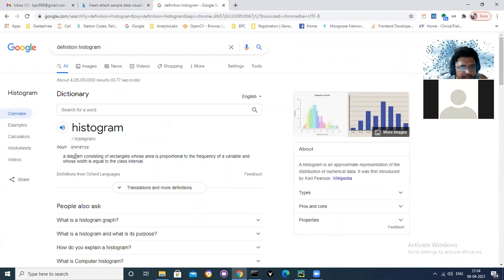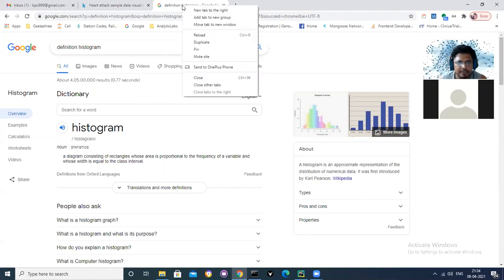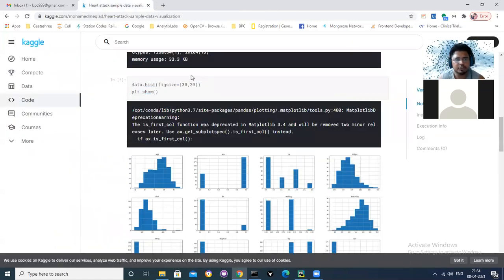what does histogram say? A diagram consists of rectangles whose area is proportional to the frequency of a variable and whose width is equal to the class interval. What is the class? Age class: 40 to 60 age, 60 to 80 age. So this is our first step.